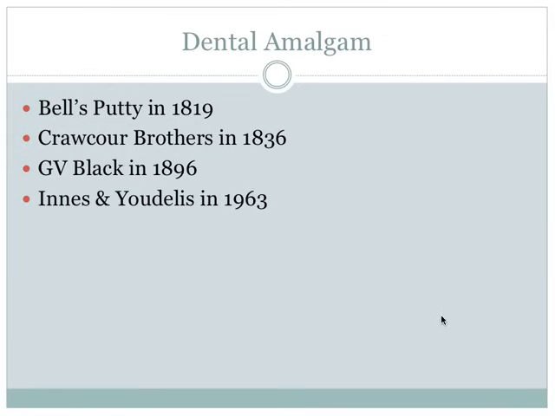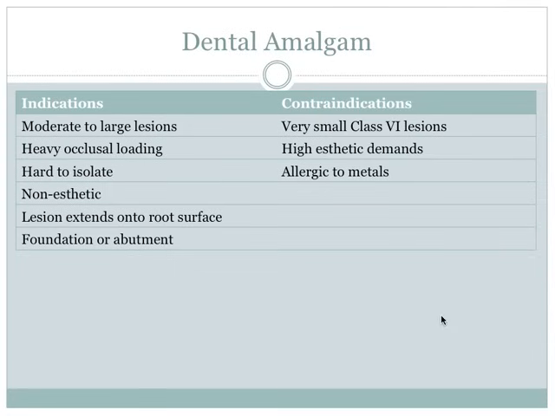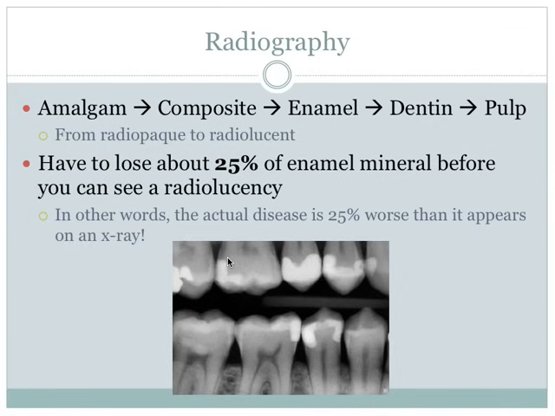So we can just skip through this. That's just some history. Basically, the indications are the opposite, and the contraindications are the opposite of what we had in composites. So it can deal with biting forces better. If there's an area that's hard to isolate, with amalgam it doesn't really matter if it's not isolated super well. It's obviously not as aesthetic, and so on.